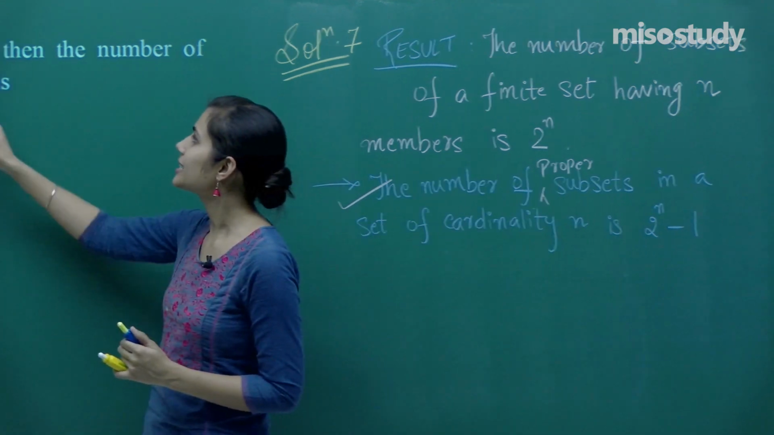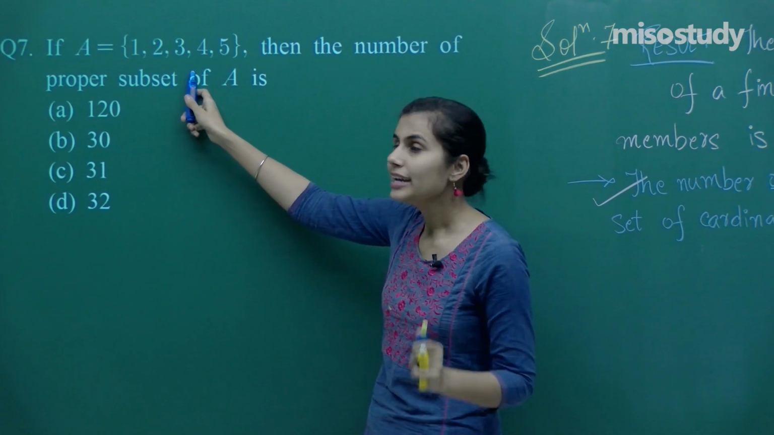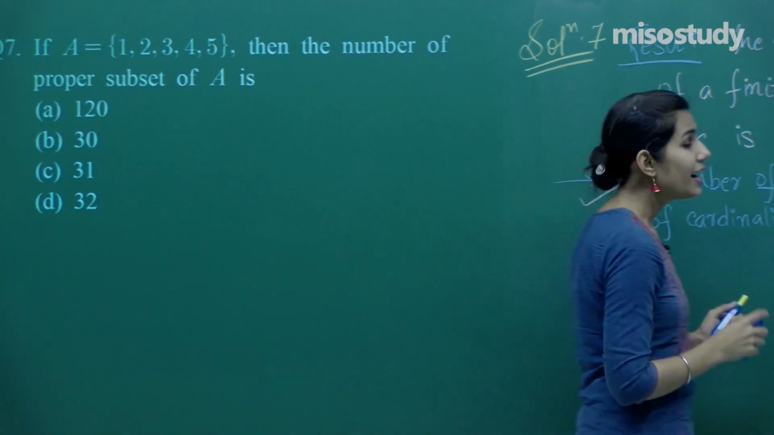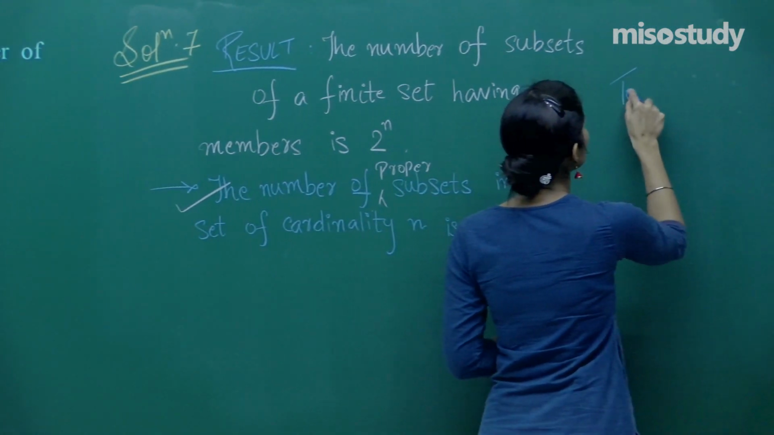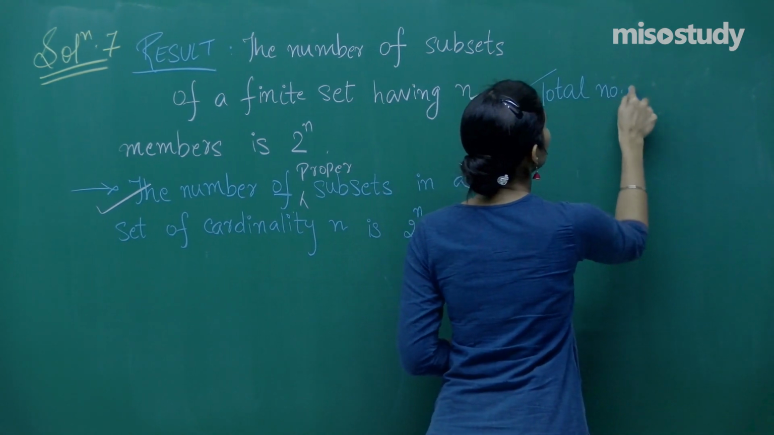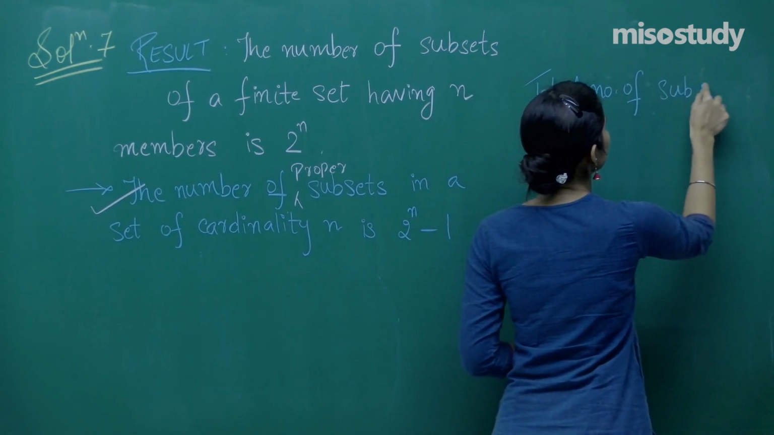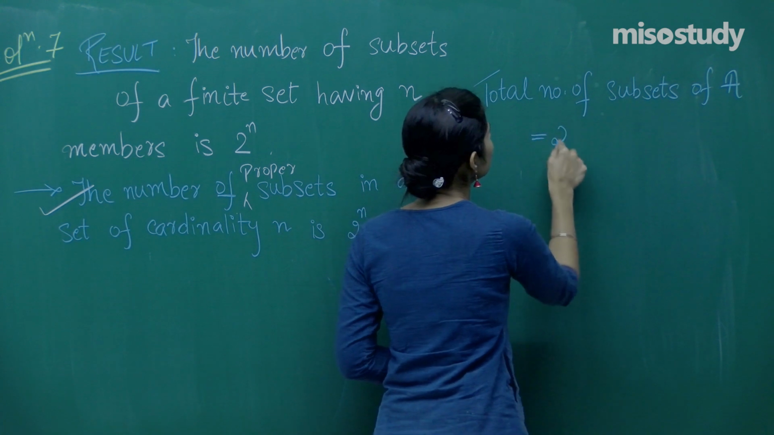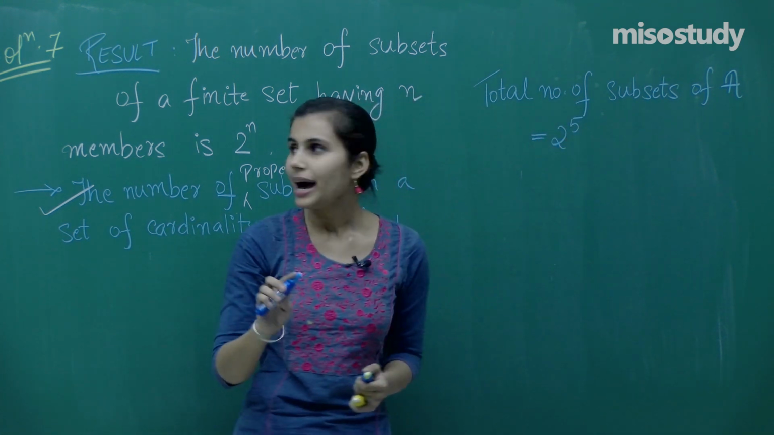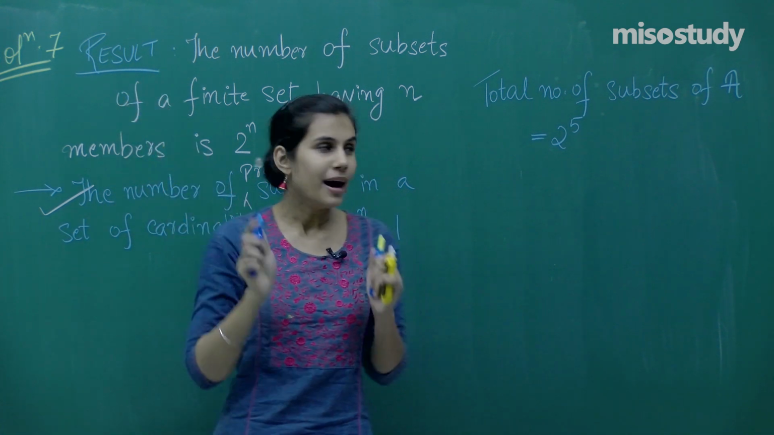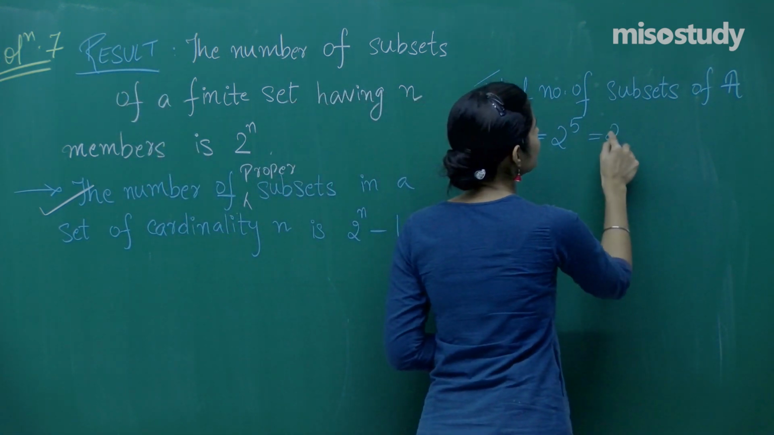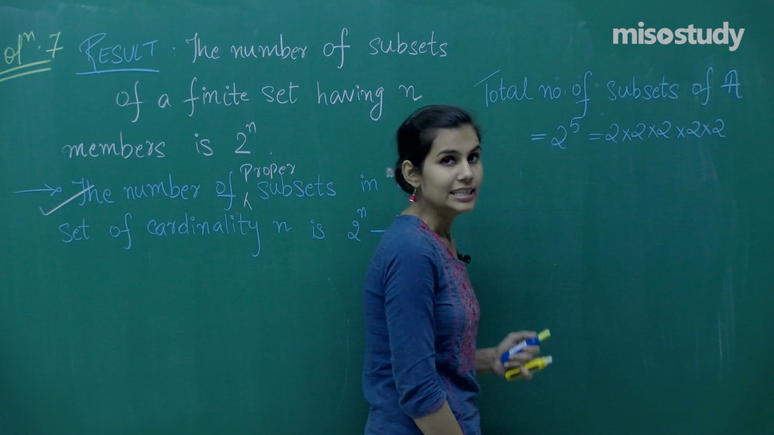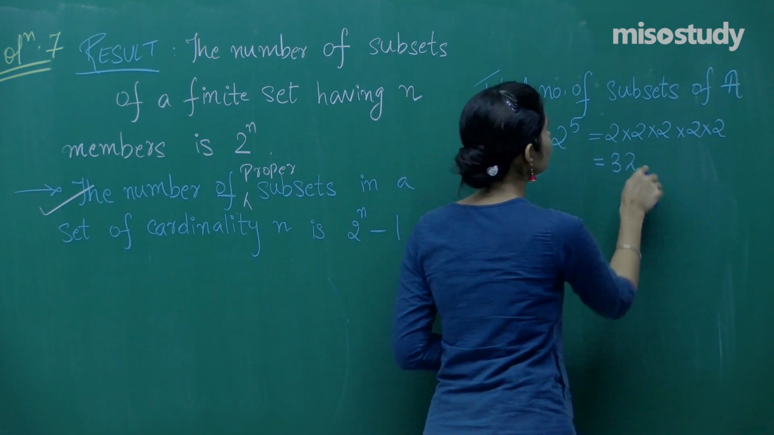Here set A has exactly 5 members. My A set is finite with cardinality 5. Therefore, if I write that total number of subsets of A is equal to 2 to the power 5 by the very use of this result. By 2 to the power 5, what do I mean? This is 2 into 2 into 2 into 2 and again. This number is nothing but 32.